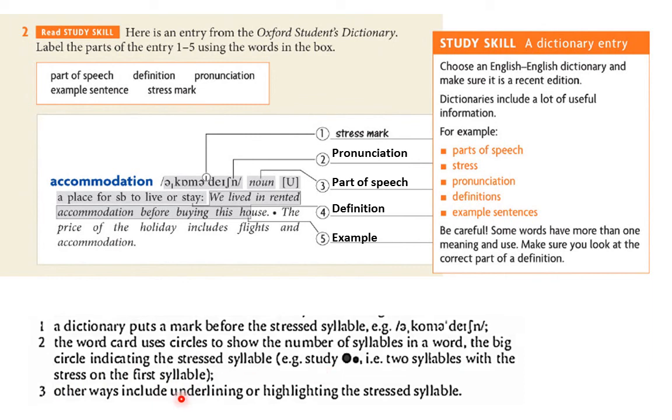Study. Other ways include underlining or highlighting the stressed syllable. We can see in some dictionaries there are no circles, but there is an underline, a line under the word, or highlight like this. This is highlighted with gray color.